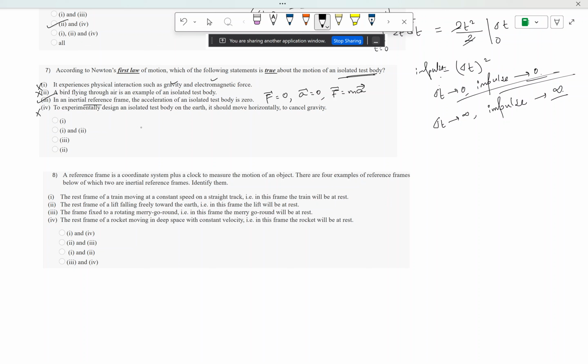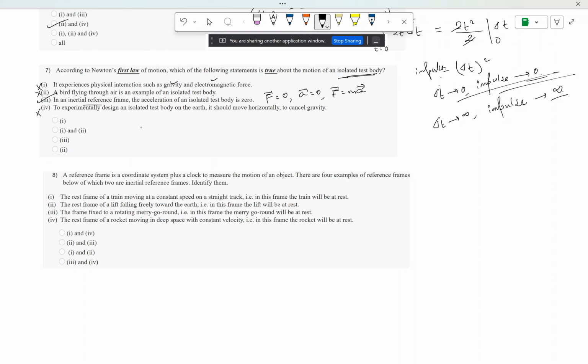During the horizontal movement, whatever contact force it faces, let's say it is moving on a horizontal flat surface, then there will always be an interactive force between that surface and that body, which is non-zero. So basically it is not experimentally possible to design it like this, with the body on earth moving horizontally to cancel gravity. Then it will not be an isolated test body, because there will anyway be interactive forces coming from the contact of the body with the surface or with the earth. So in that case it should not be called an isolated test body.